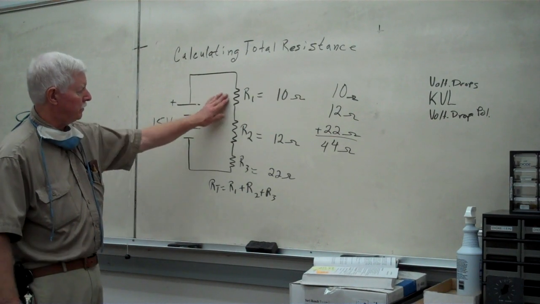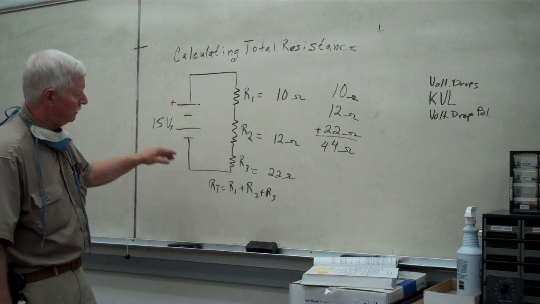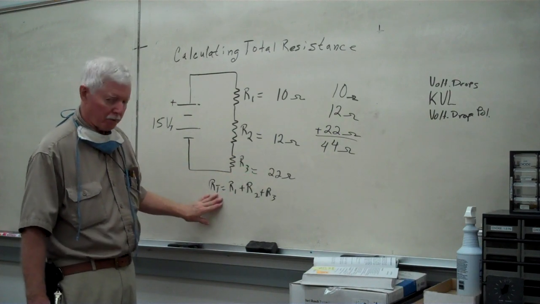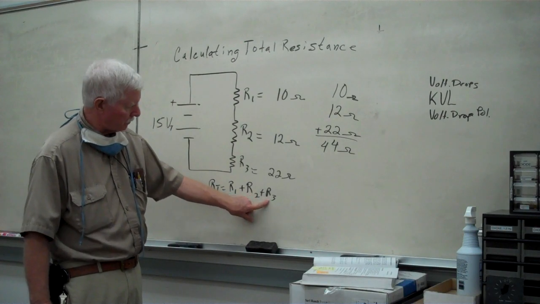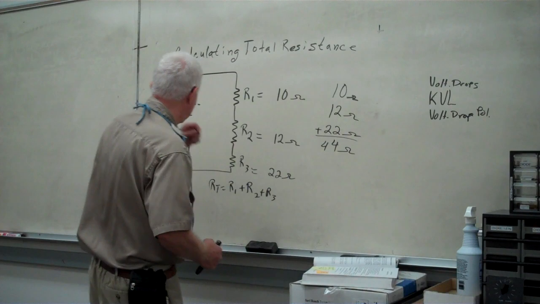We're going to take these resistors that are being applied to a 15-volt source, and we're going to calculate the total resistance. Total resistance is R sub T. We're going to take R sub 1 plus R sub 2 plus R sub 3, and adding those together, we wind up with 44 ohms.